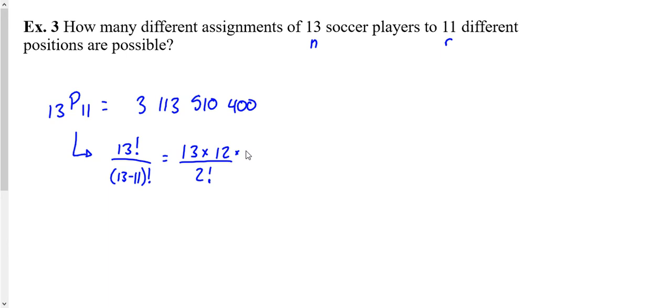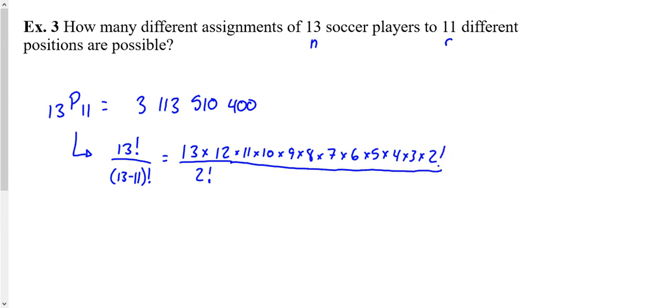And so you'd have to drop this all the way down to 2. So 13, 12, 11, 10, 9, 8, 7, 6, 5, 4, 3, and of course 2, and all of that divided by 2 factorial. Our factorials would cancel out, and you'd get the exact same answer. But let's take a quick pause. What does this numerator look like? Well, we have how many positions? We have 1, 2, 3, 4, 5, 6, 7, 8, 9, 10, 11 positions there, stopping at that 3.